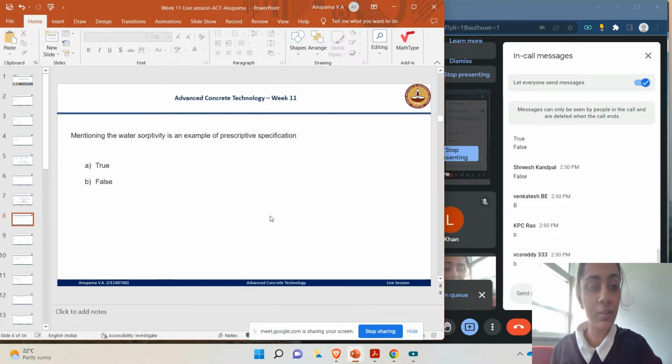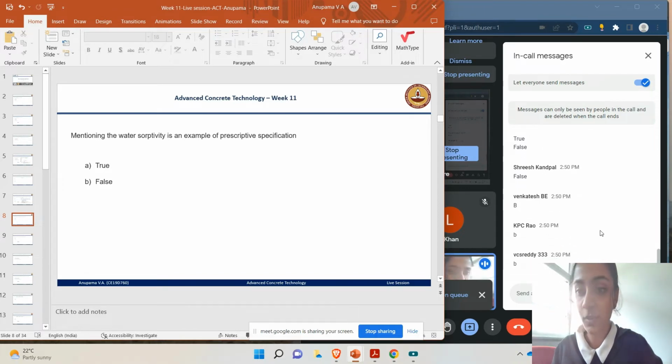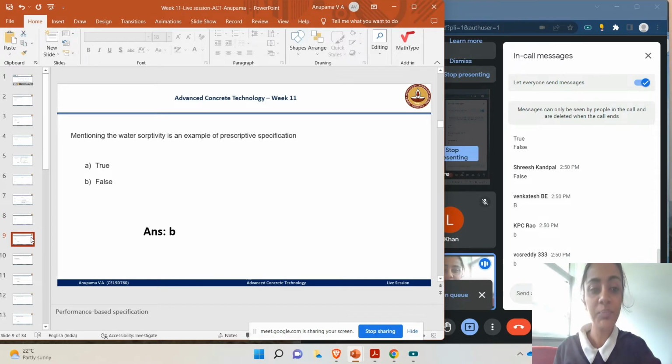Thank you. So, coming back to our session, the statement that sorptivity is an example of prescriptive specification was a question, whether it's true or false. Here I can see that I received four responses, and all four say false. So the correct answer is false. Why? Because it is a performance based specification.